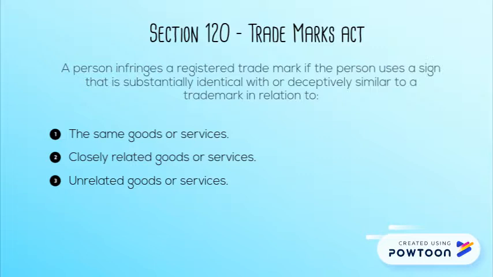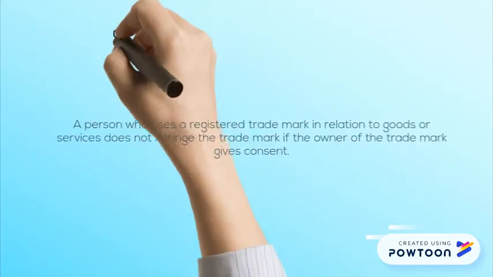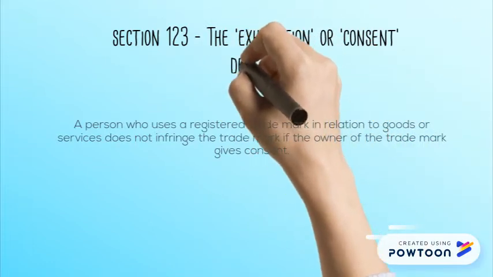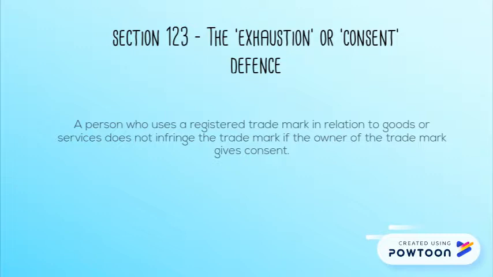However, there are many defenses in the Trademarks Act that can prevent a trademark infringement action. One of which we'll be focusing on is the exhaustion or consent defense, which is found in Section 123 of the Act. Section 123 can be paraphrased and read as, a person who uses a registered trademark in relation to goods or services does not infringe the trademark if the owner of the trademark gives consent.